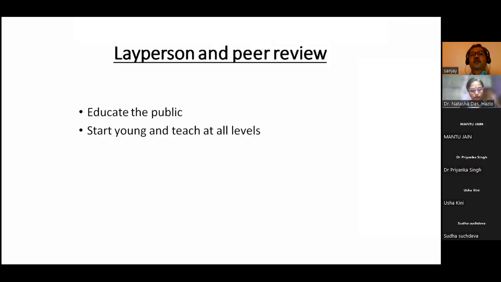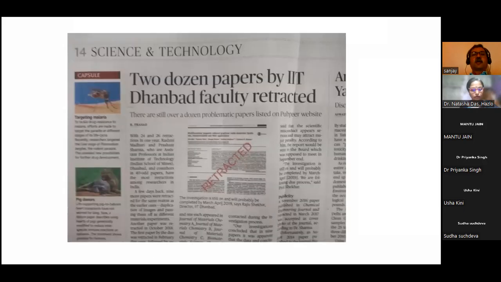Laypersons also need to be educated about peer review, because you have to start young and teach at all levels. And for this, Dr. Shubha Nagarkar at Savitribai Phule University of Pune informs me that she is at the moment writing a couple of articles in the Marathi newspapers on the tragedy of paper mills and on the abuse of peer review and the abuse of the impact factor. I have permission to share this with you. And here is something: The Hindu often carries articles like this in the science and technology section.